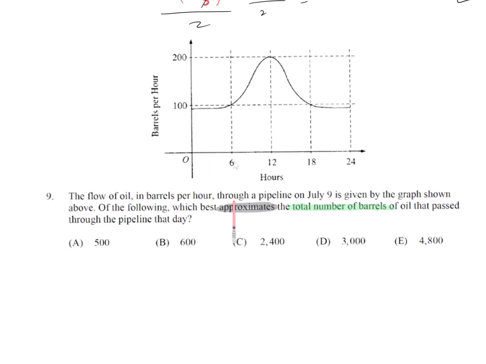Guys, they gave us f prime. They gave us a derivative, and they want to know how many, my position, my quantity, my amount of oil that passed through the pipeline that day. We're just estimating. Look at these answers. They've got a pretty big gap except these two. So if we're going from f prime and we just want an amount, a position, we can just find that area under the curve.